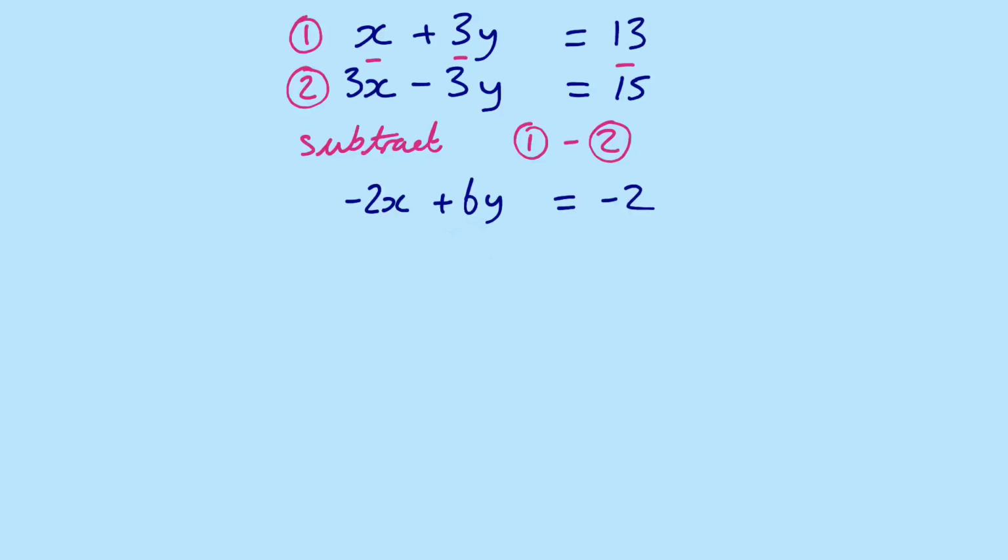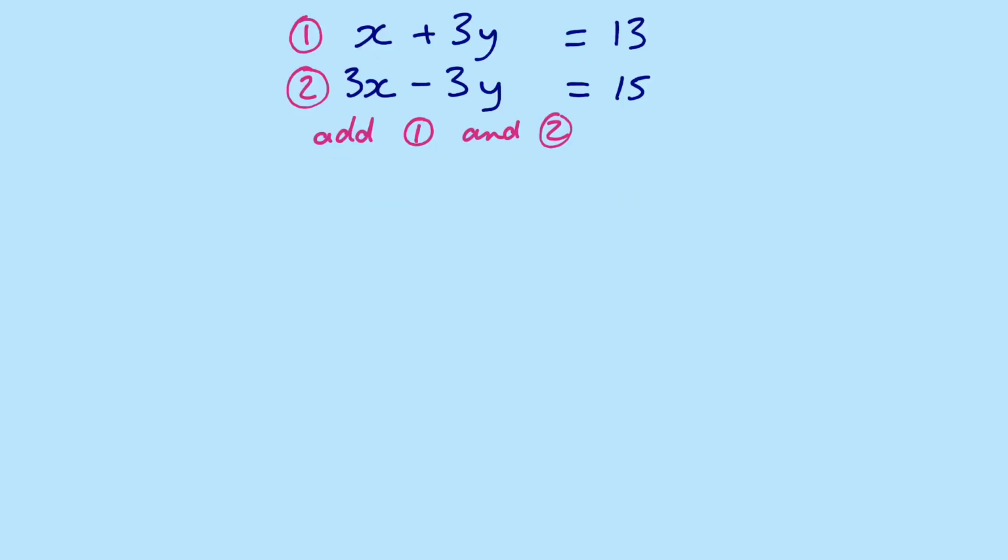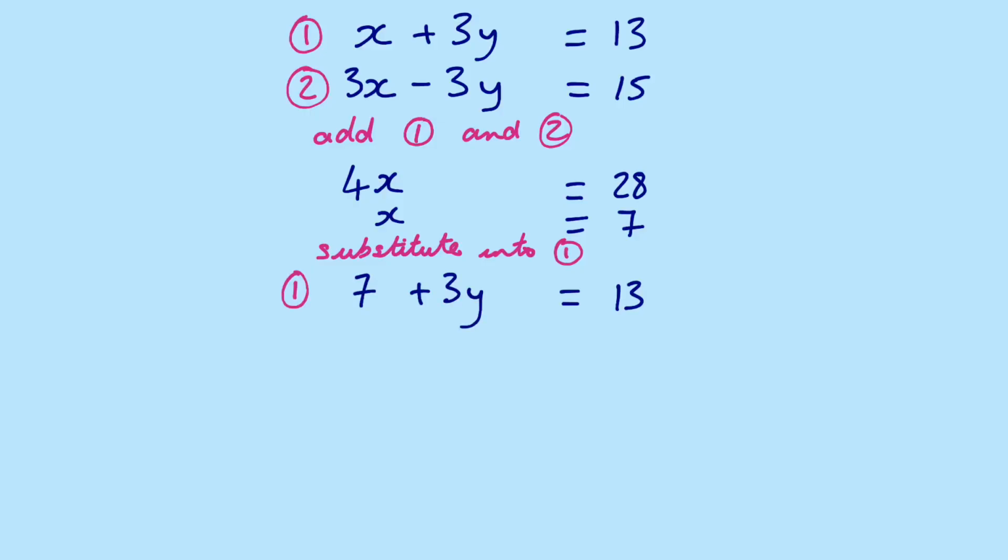So what we do instead is we don't subtract them, but we add to eliminate the y's. So let's see. If we add 1 and 2 together, we can see that the y's are eliminated and I'm left with my x's. So 4x equals 28, therefore x will equal 7.